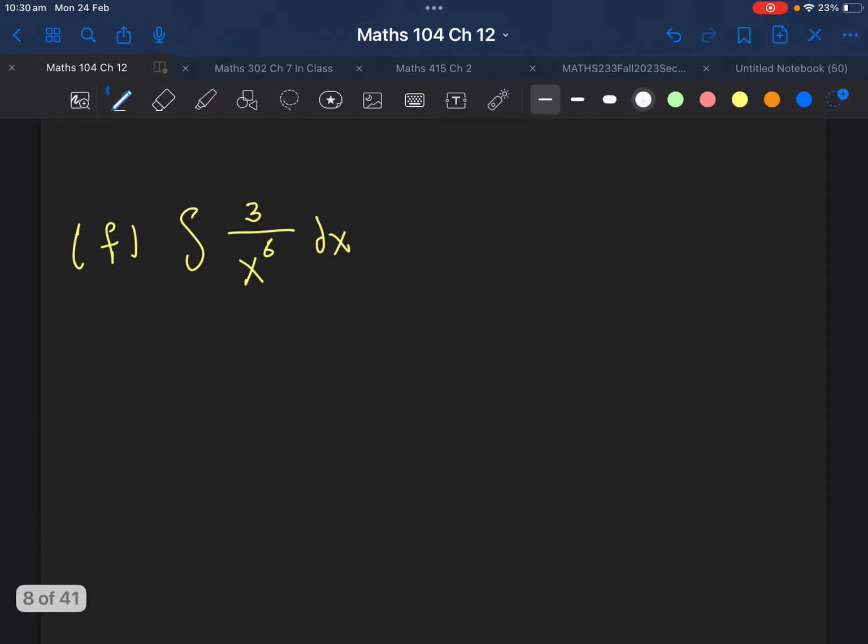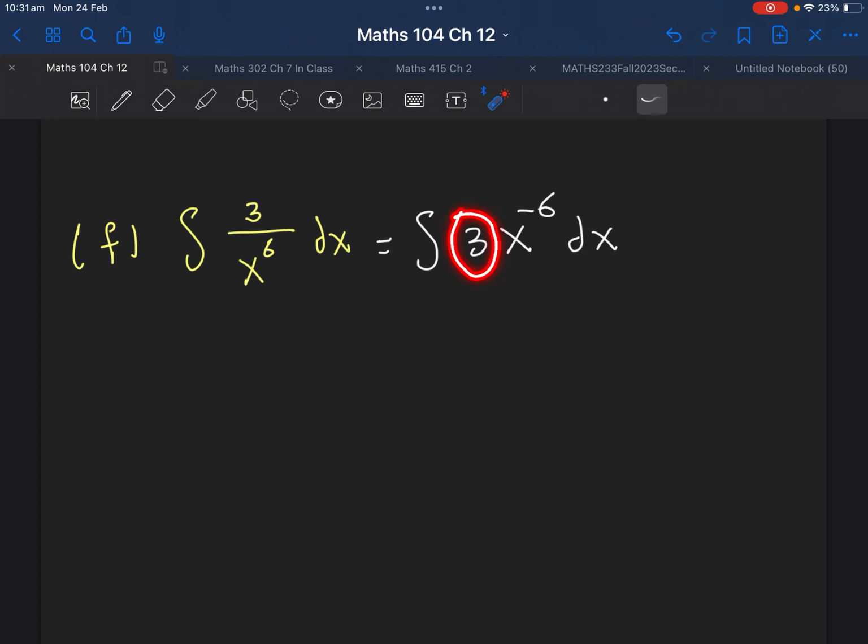Next question, we need to rewrite this function into the power rule. So 3 over x to the power 6, we can write it as 3x to the negative 6 dx. And now we do the same thing. We take 3 outside. And then we take negative 6 and we add 1. So we will get negative 5. So it will be 3x to the negative 5. And then I need to divide by negative 5.